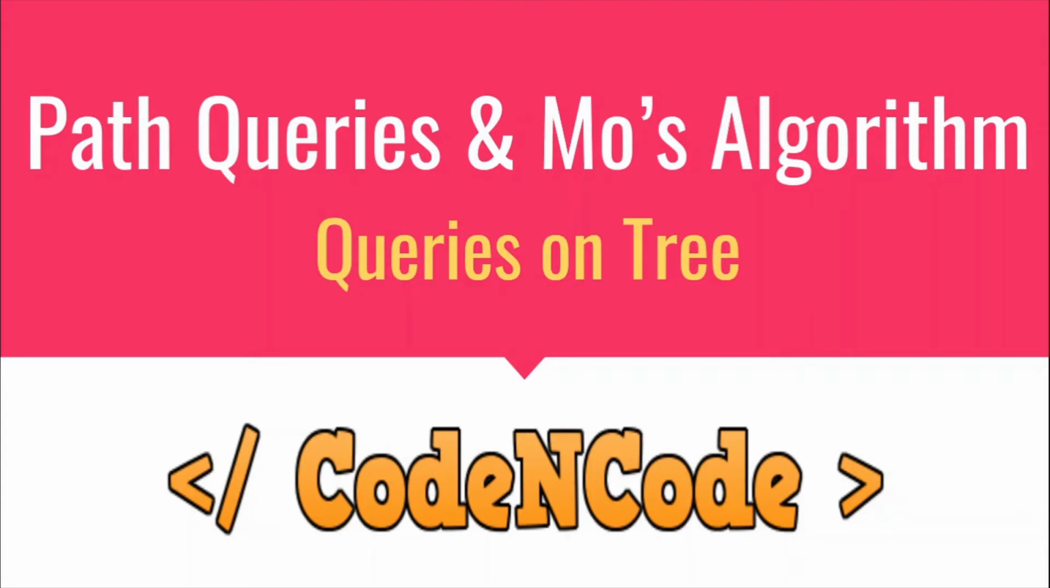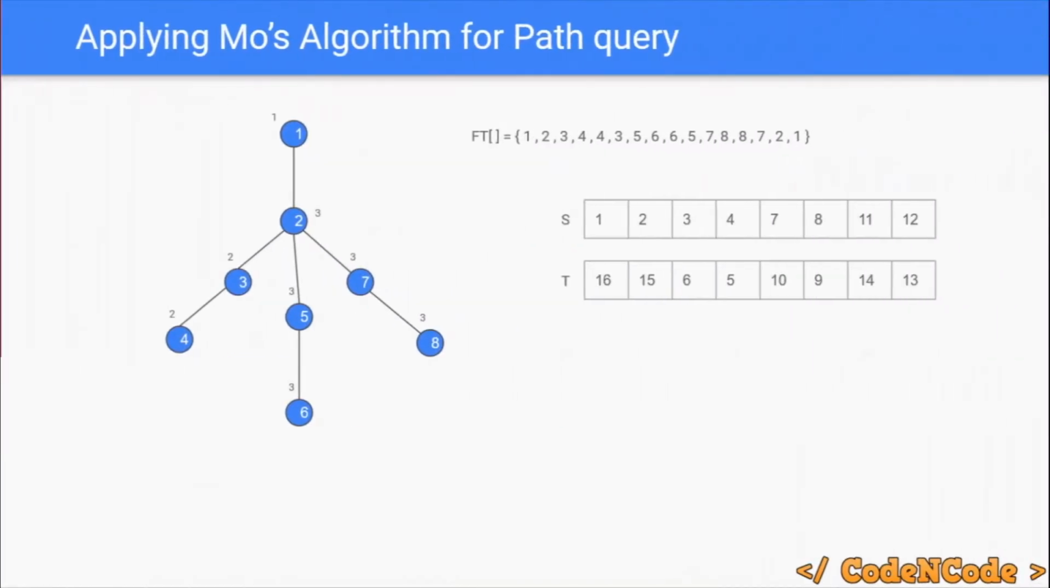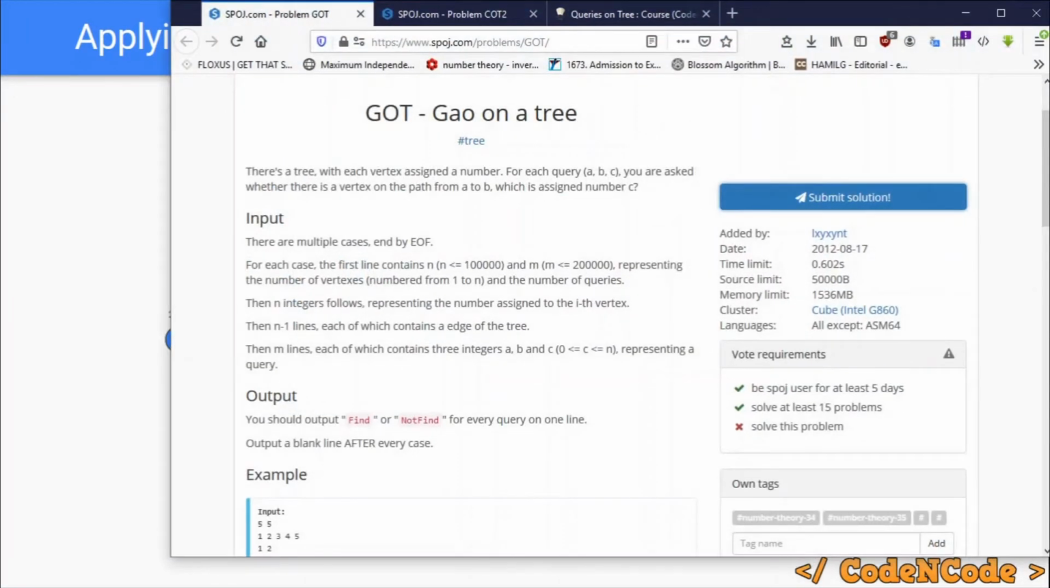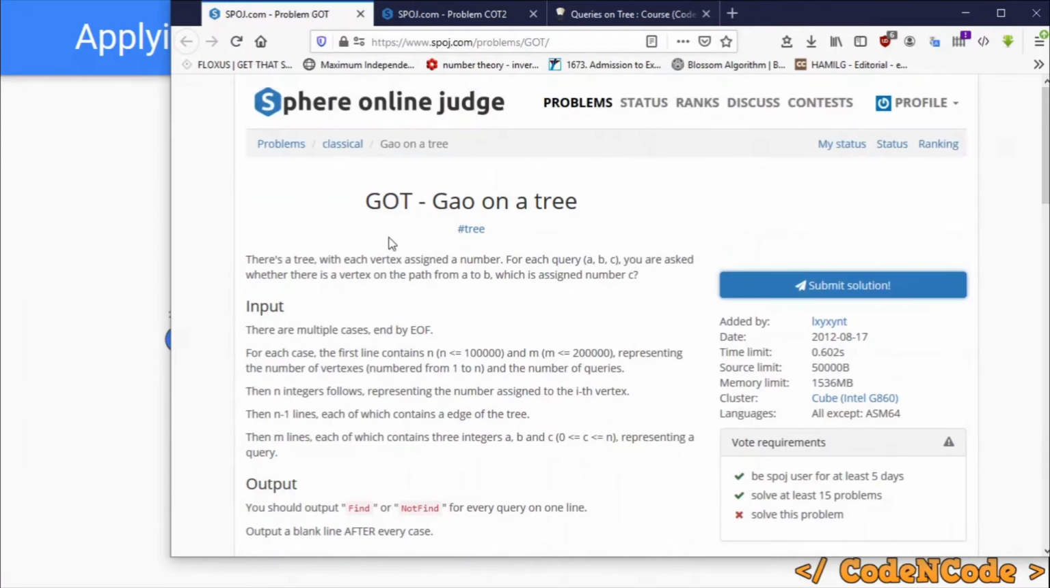And in this lecture we are going to see how Mo's algorithm can be applied on path queries on trees. So before we continue, let me just show you real quick what are the problems that we will be solving and what kind of problems you will be able to solve using Mo's algorithm. There are more problems that you can solve using Mo's algorithm. First, just let me show one or two problems that we will be solving during this course.